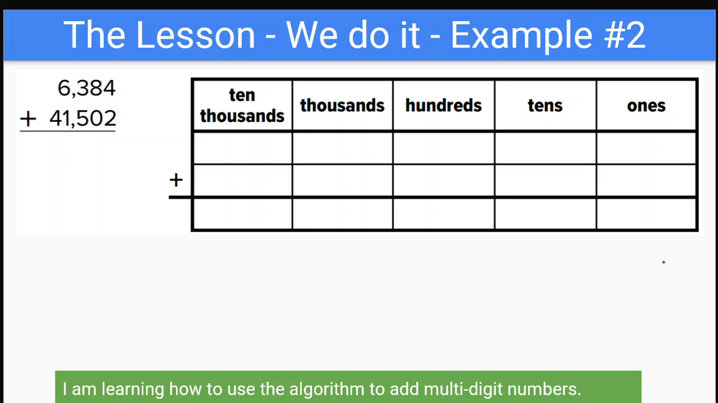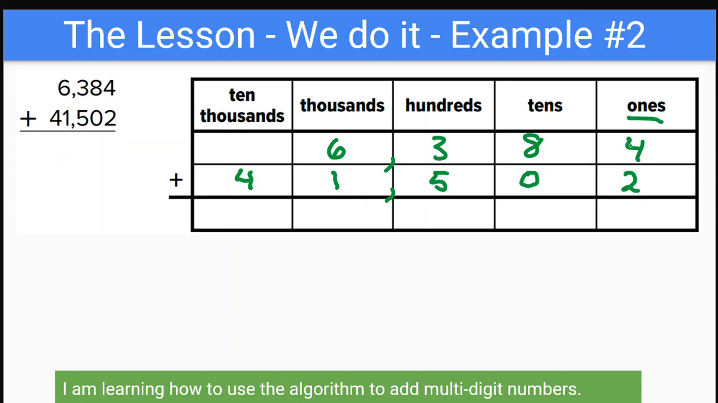All right, let's try another one right here. This one is 6,384. So you heard it, 6,000, right? 384. Okay, and this one is 41,502. So that's 41,500, no tens, 2. Okay, now we're going to find the sum of these numbers right here.